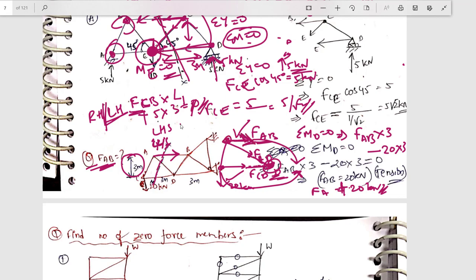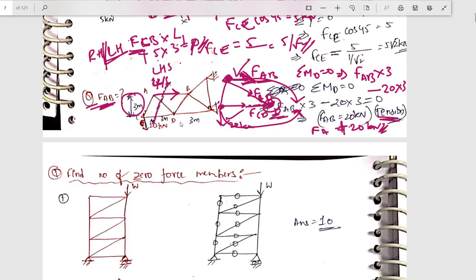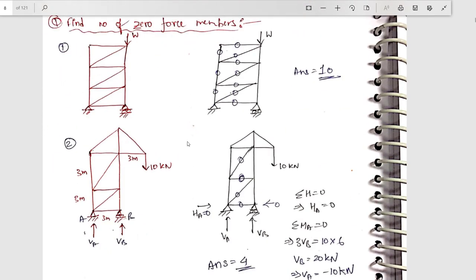If the force is moving away from the joint, then is it tension or compression? It is tension. Therefore, we have to mention 20 kilonewton tension. That's it. You will be getting your 2 marks. Fine. Very simple, right? Now let us see this question.